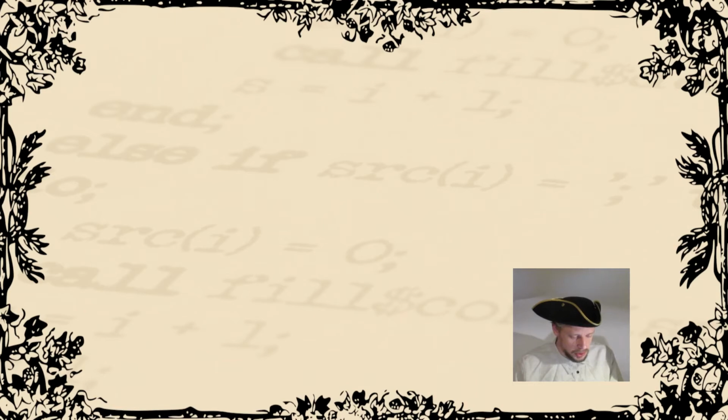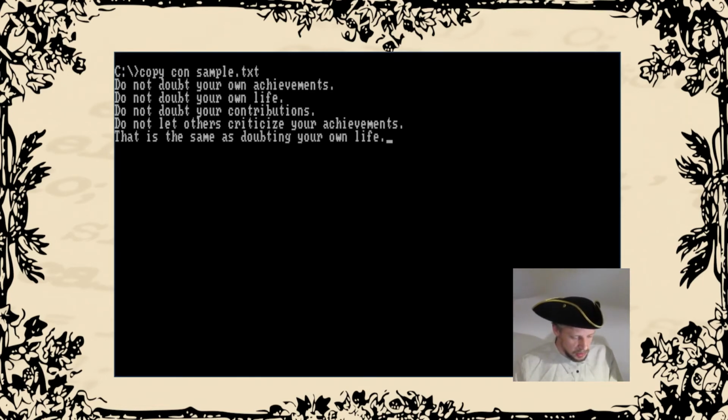In DOS it works in a similar way, but we use the command copy, and the order of its arguments is the opposite. So we type copy, con, and the name of the file. To end the file we type Ctrl+Z, Ctrl+M.